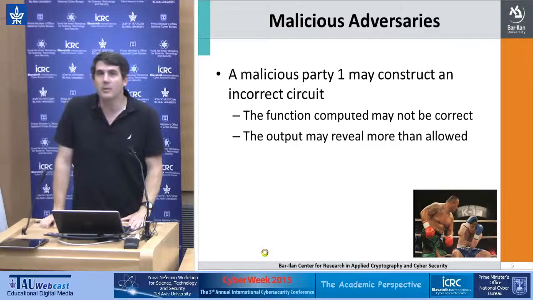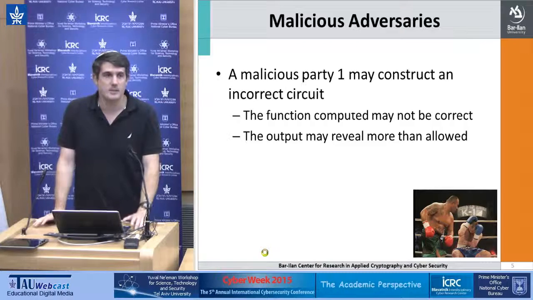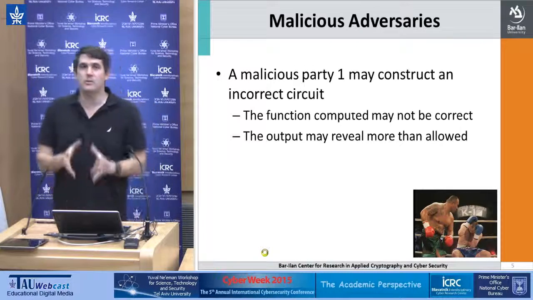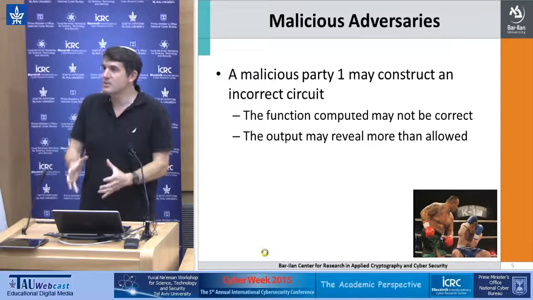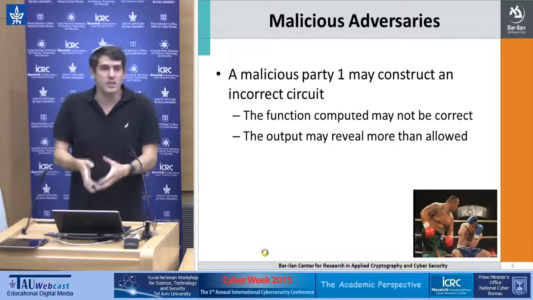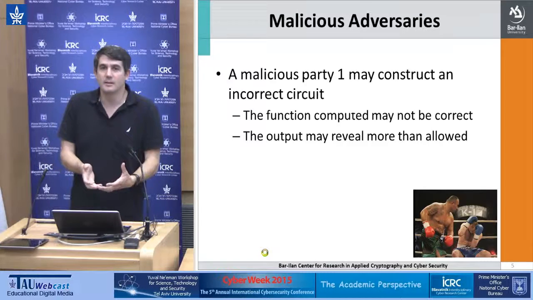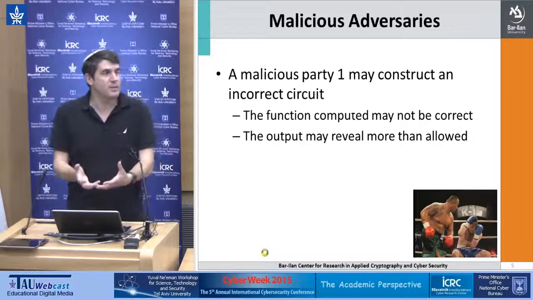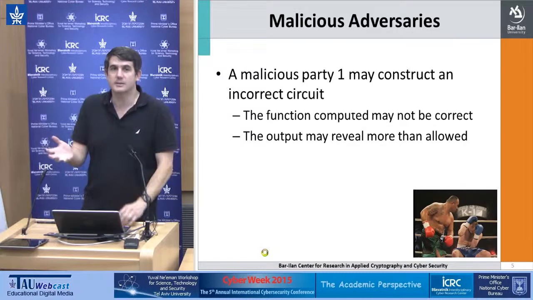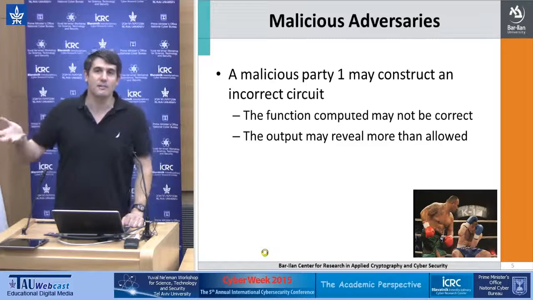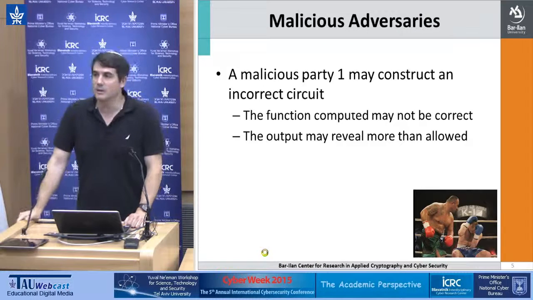The problem that I want to talk about is what happens when the parties can be malicious, which is what I expect them to be typically. The big problem is that the party who constructs this circuit may not construct it correctly. And because this circuit is inside this black box, we actually have no idea what's inside. So instead of computing the correct function, the first party can put something inside that computes something else.